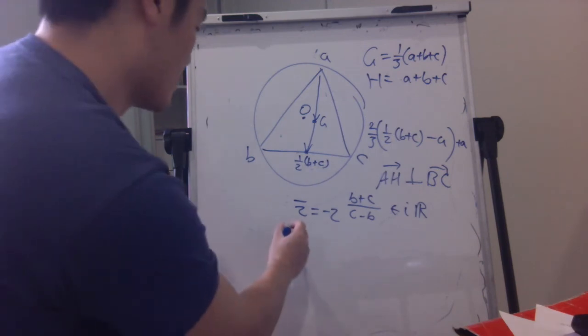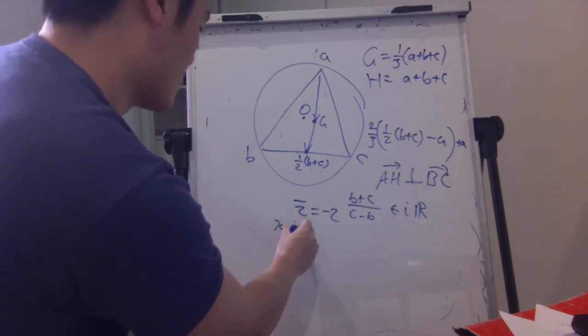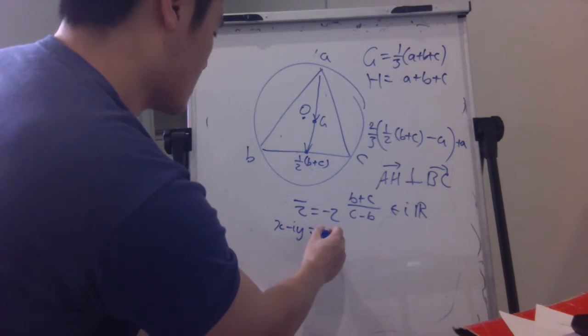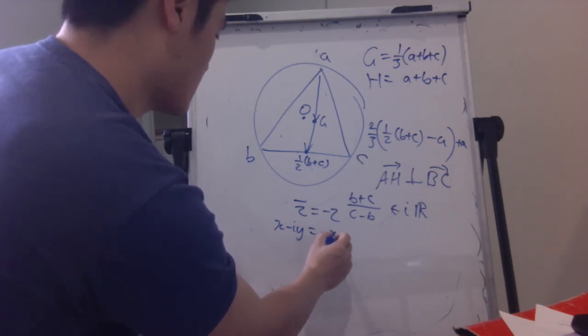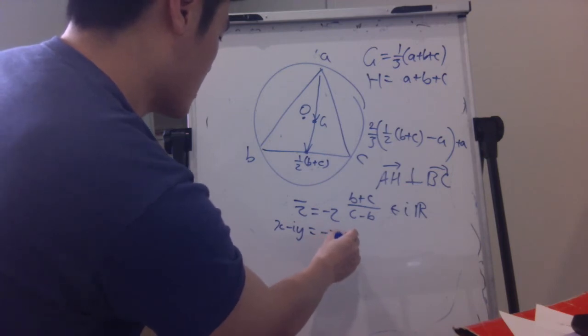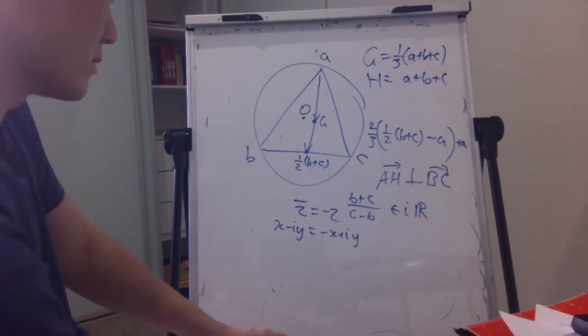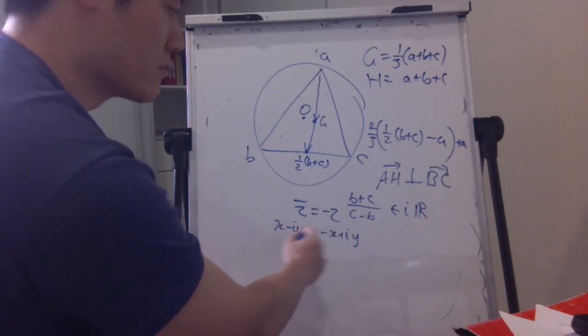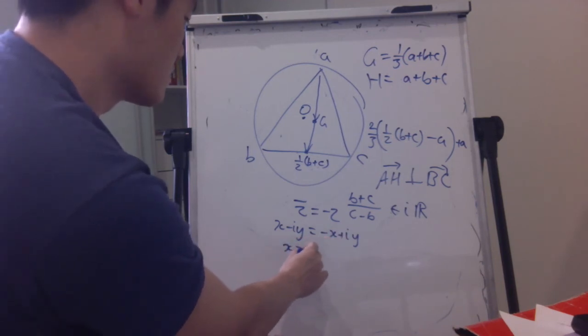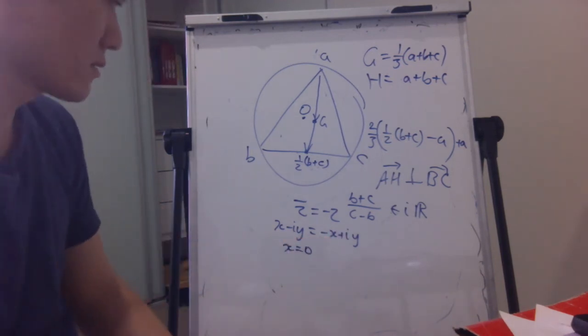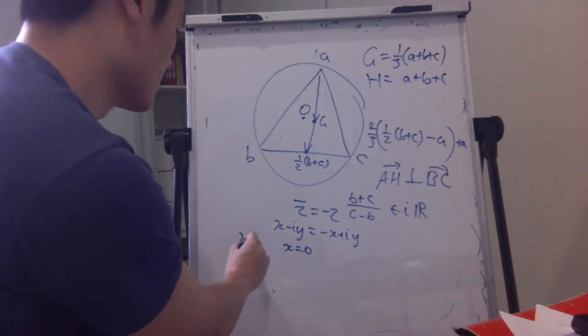Okay, this would be like x minus iy equals minus x plus iy. Yeah, and so for this to be true, the real and imaginary parts have to equate, so x has to equal 0. X to be equal to minus x. Alright, so we're assuming that x and y were real.